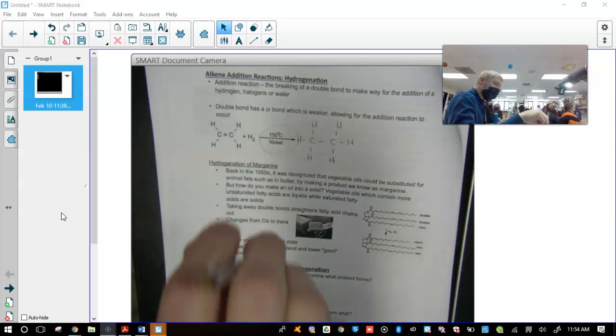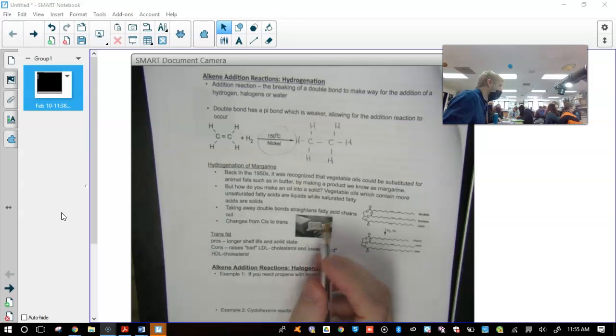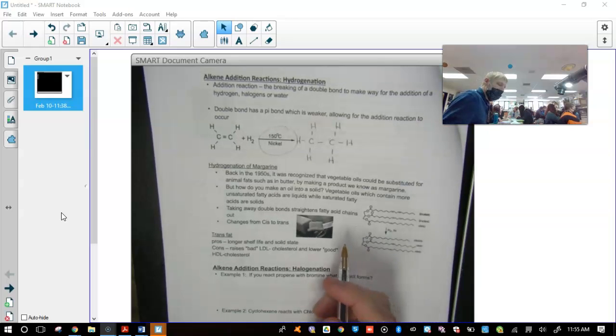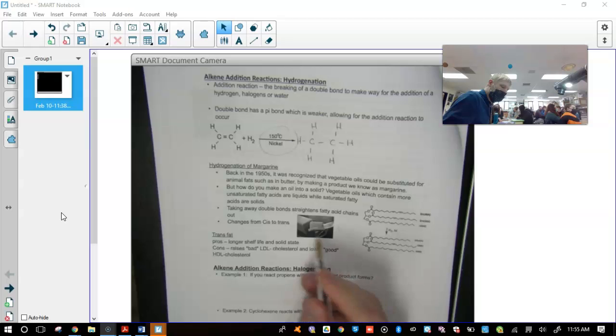Another reason: margarine has a longer shelf life than butter. Butter's going to spoil a lot quicker. So that's another reason margarine was made. You can ship it, you can use it in the military, you can store it for a long time. So there are a lot of benefits.